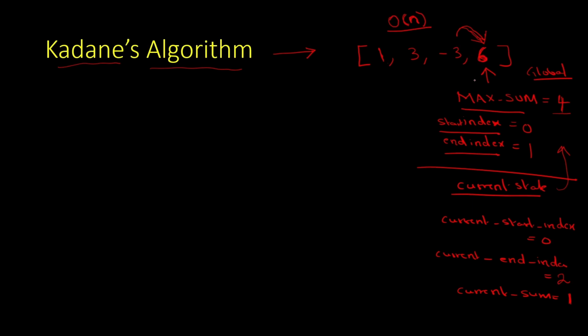Now what will be the current sum? 1 plus 6, that is 7. What is the current end index? 3, right? So this is the third index. Did I change my start index? No. So if I compare my current state with the max state, max is 4 now, and my current state is 7. So is it better or not? It's better, right? So I'll update my max sum, which is 7. What is the end index? It's the current end index. What is the current end index? 3. So I need to update my max end index also to 3.